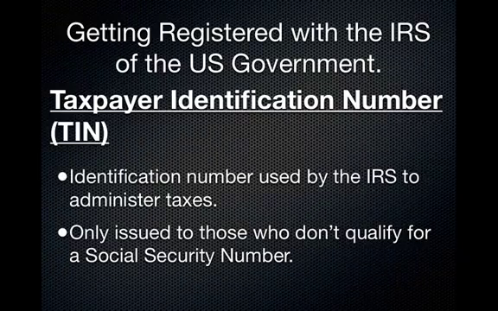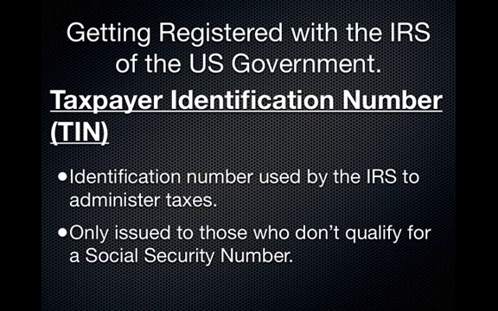Now, first, we need to understand a few basic definitions. To get registered with the IRS, or to obtain an identity with the IRS, what you need is what we call a taxpayer identification number, or a TIN, T-I-N. Taxpayer identification numbers are what the IRS uses to identify different individuals.